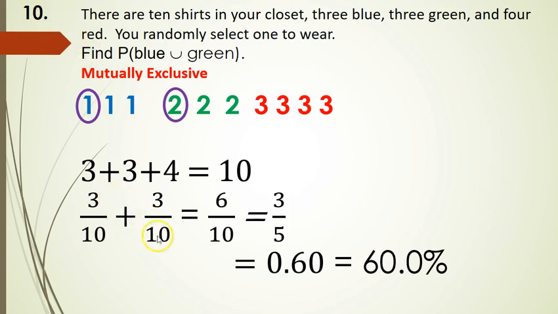Add the 3 over 10 plus the 3 over 10, that equals 6 over 10, which reduces to be 3 over 5, excuse me, which is 0.6 or 60%.